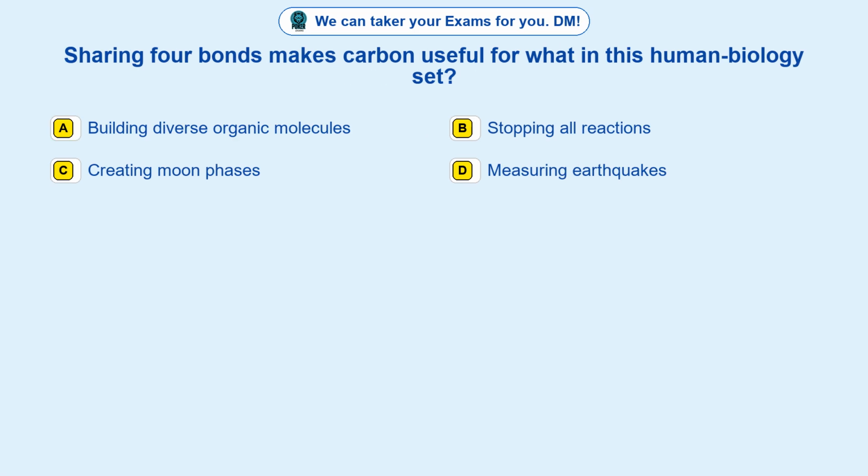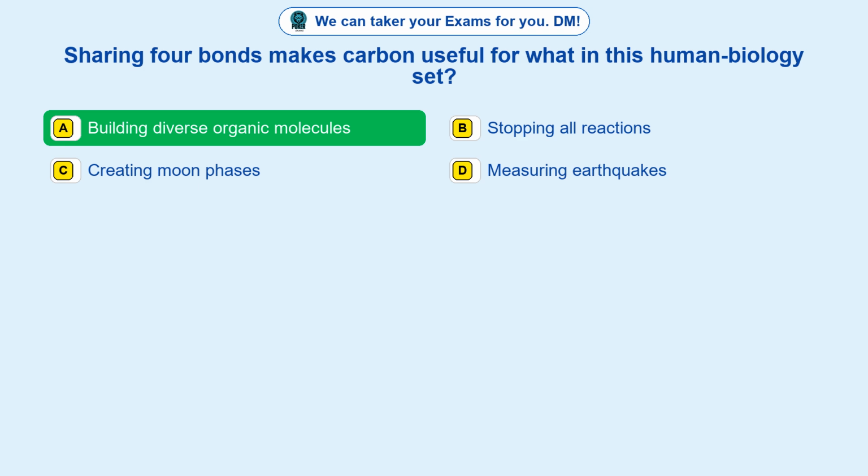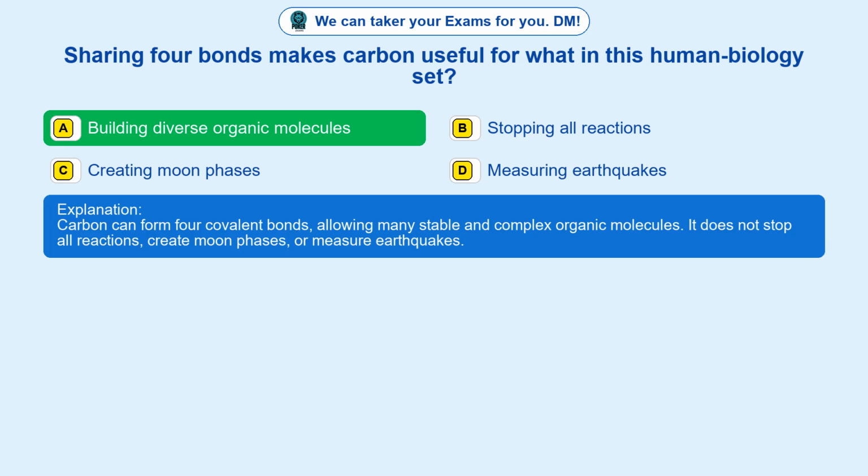Question 52. Sharing 4 bonds makes carbon useful for what in this human biology set? Option A building diverse organic molecules. Option B stopping all reactions. Option C creating moon phases. Option D measuring earthquakes. The correct answer is option A. Building diverse organic molecules. Carbon can form 4 covalent bonds, allowing many stable and complex organic molecules. It does not stop all reactions, create moon phases, or measure earthquakes.